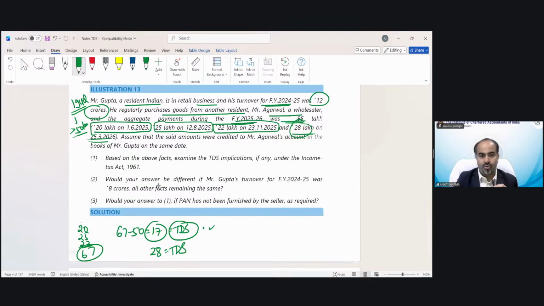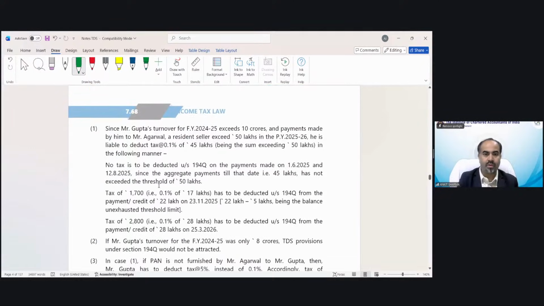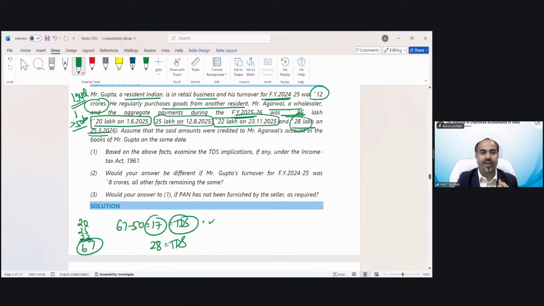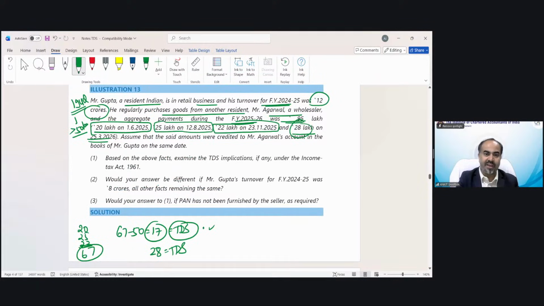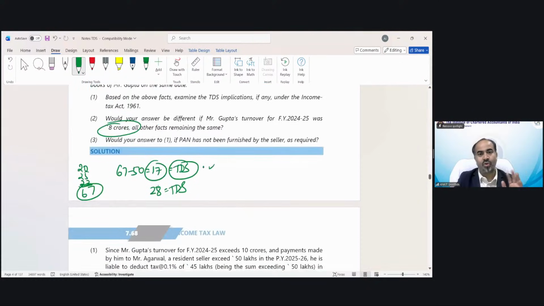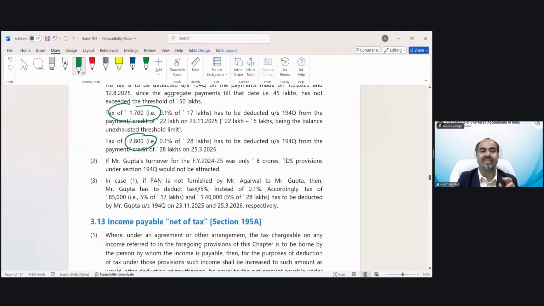So you can see the solution also. Tax would be 1700. 0.1% would be on the excess which is exceeding the 50 lakh limit. And then the remaining 2800 is required to be deducted. The second point was, what is the implication if the turnover was 8 crore instead of 12 crore? Because if turnover is less than 10 crore, then section 194Q would not be applicable. If you do not furnish the PAN number, a higher TDS rate would be applicable.